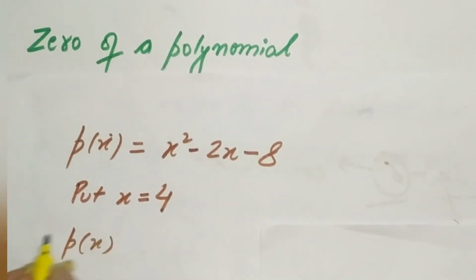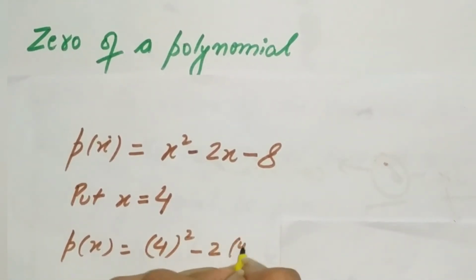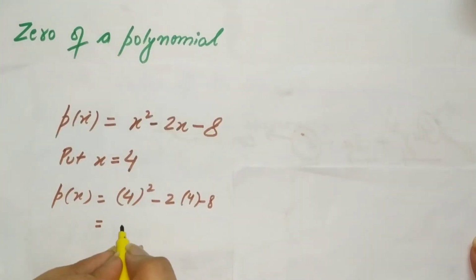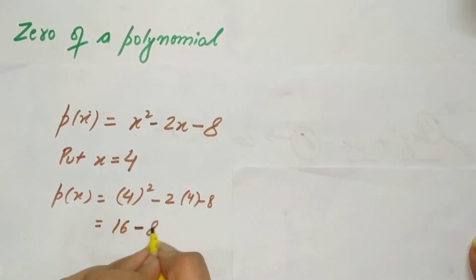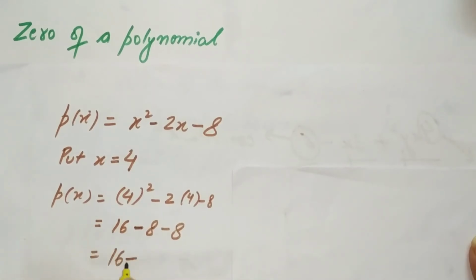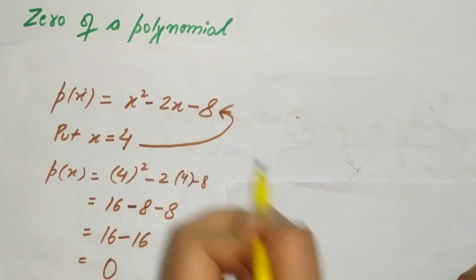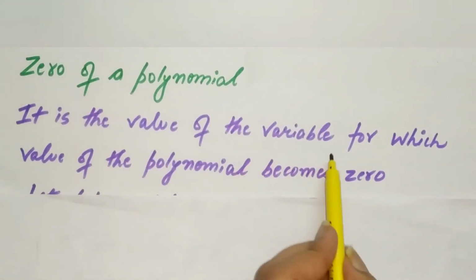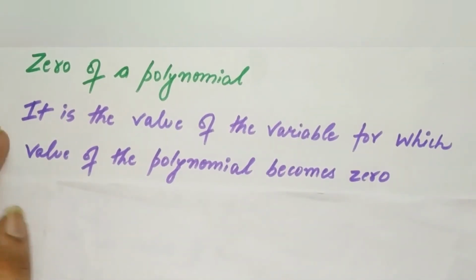So p(x) is equal to 4 square minus 2 multiply 4 minus 8, which is equivalent to 4 square is 16 minus 2 multiply 4 is 8 minus 8. 16 minus 16 is 0. So 4 is zero of p(x). So the definition is, it is the value of variable for which value of the polynomial becomes 0.